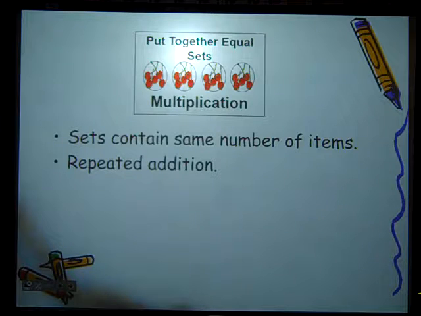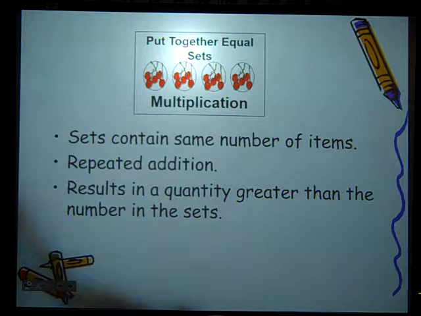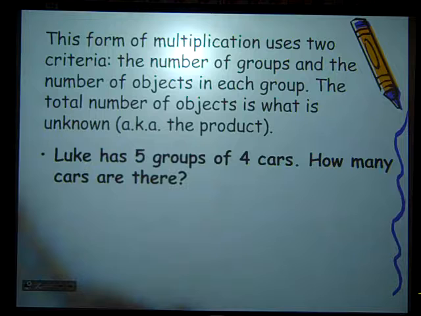Now remember, mathematicians can be lazy by nature because we're always looking for a shortcut. Would I rather add 13 plus 13 plus 13 plus 13 plus 13 plus 13, or as a mathematician, would I rather multiply 13 times 6? Absolutely, it's a shortcut, right? It's easier. It results in a quantity greater than the number in the sets. Let's take a look at that.